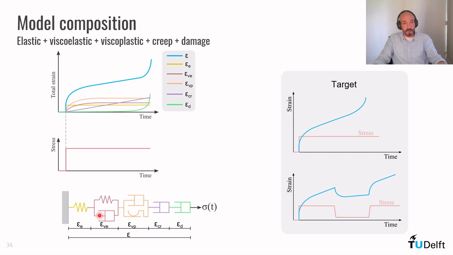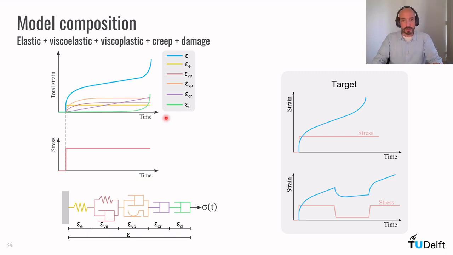Same thing with the viscoelastic element, but the damage element will produce basically no deformation at all, and then it spikes towards the end of the simulation. Therefore, we could describe tertiary creep as well.